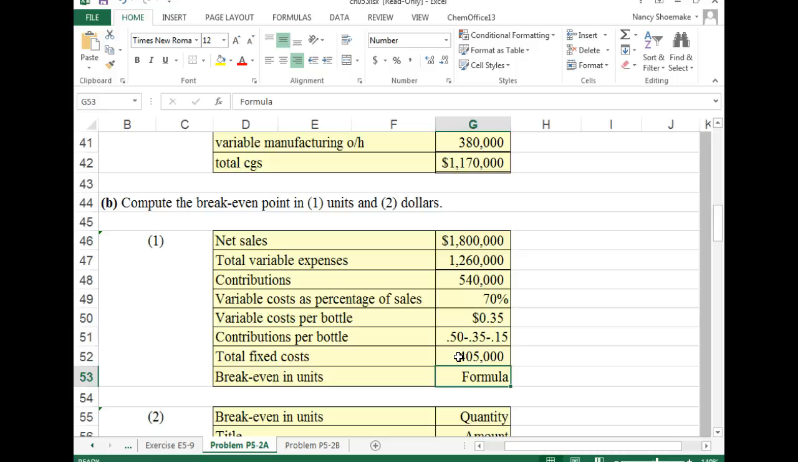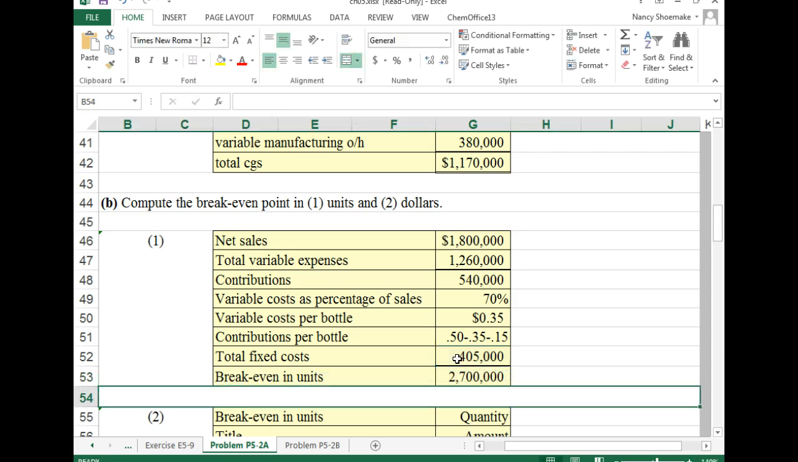Right? So we could calculate our break even in units by taking this 405,000 and dividing it by 15 cents, because that's what we get per bottle. So wouldn't we need to sell 2,700,000 units to come out with our break even in units? Do you guys see how I did that?